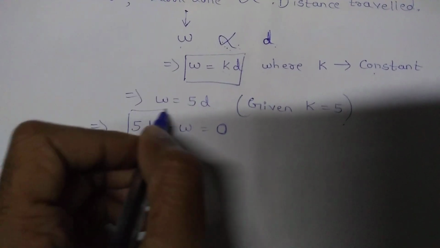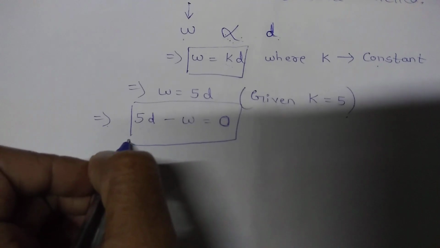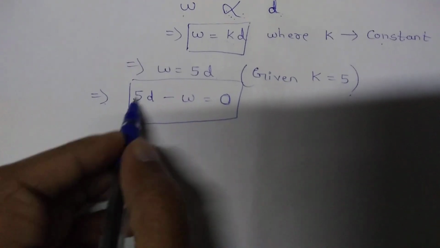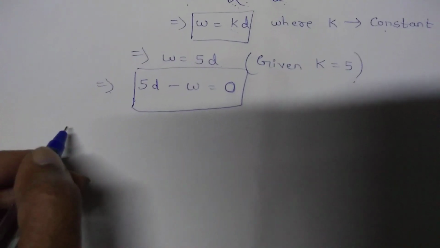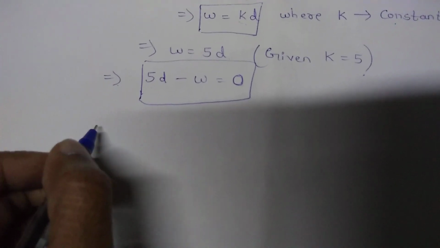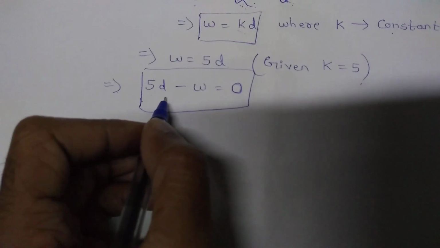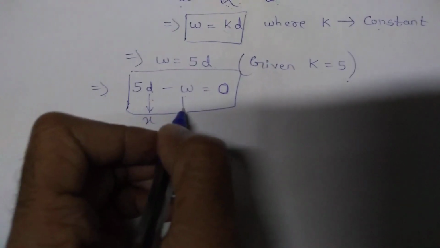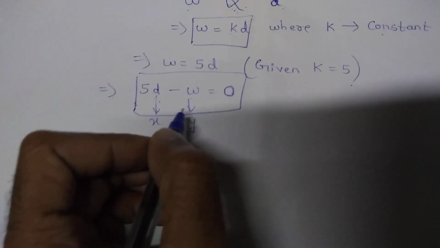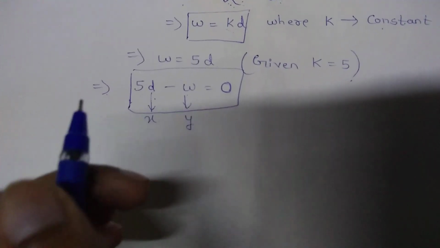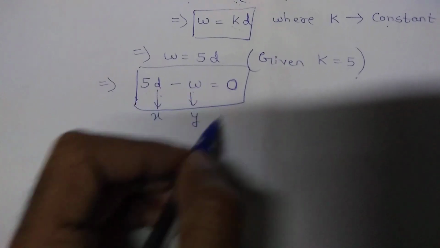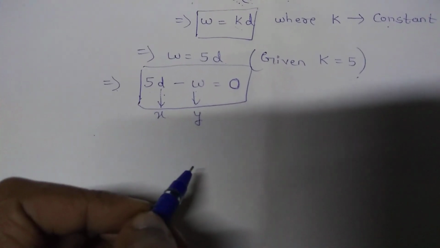So now you have to draw a graph for this particular linear equation in two variables. You will be finding the coordinates, so instead of x you will be having D, and instead of y you will be having W. So you have to again make the columns, find the coordinates, and plot the graph.